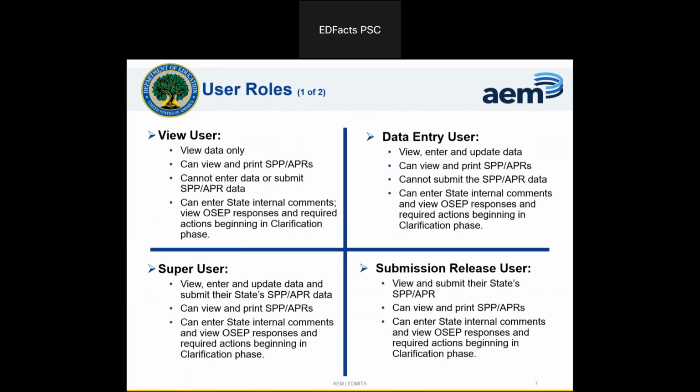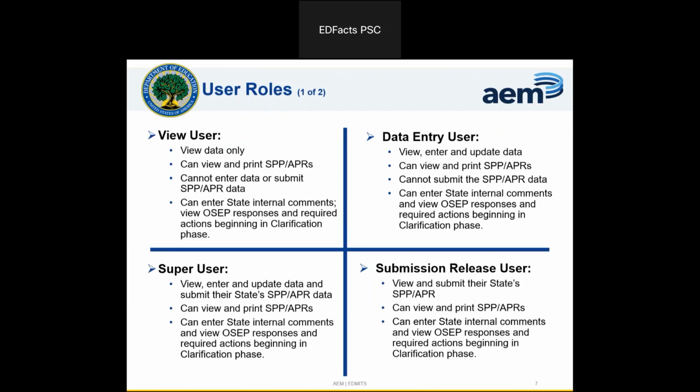All right, moving on to the user roles. The user roles for this year are the same as last year. There are 4 total roles, and they vary just a little bit depending on what you're comparing. The view users can only view data. They can view and print the SPP APR and view OSIP responses and required actions during the clarification phase. They can also enter state internal comments.